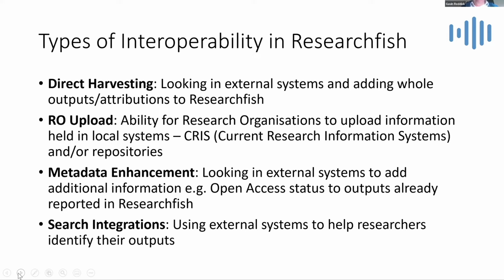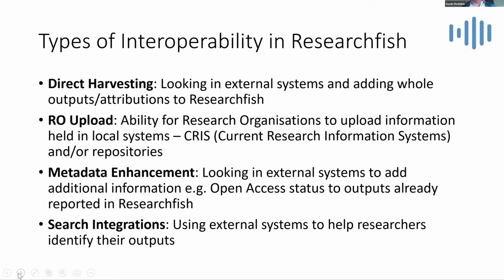And then finally, we have different search integrations to help people find and identify their outputs, and again, minimize the sorts of data that they need to report. So it's keeping it easy and making the quality of the data that gets reported as clean as possible.